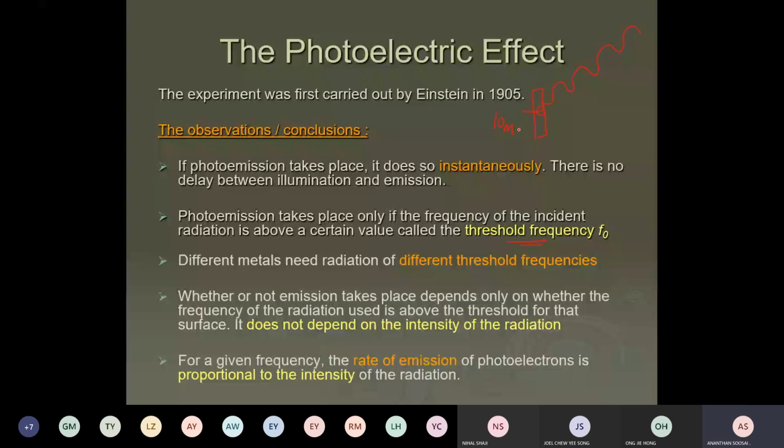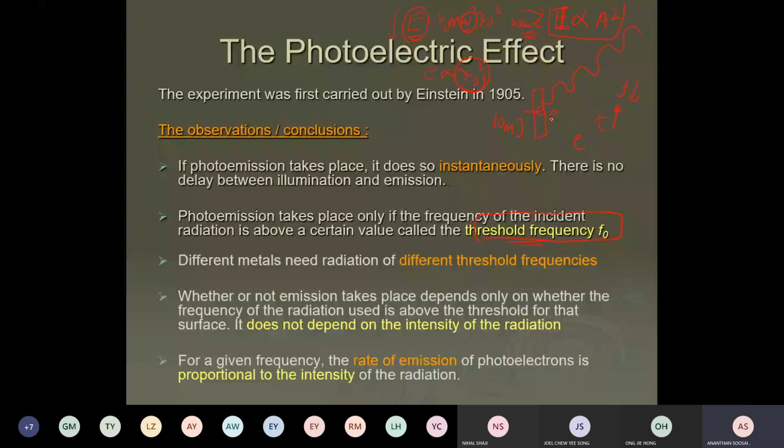But here they found there is a threshold frequency. Threshold frequency means a certain lower frequency. The scientists waited maybe 4 to 5 hours or longer, and they couldn't even see one electron come up. The electron has not been released at all. So they were quite confused.